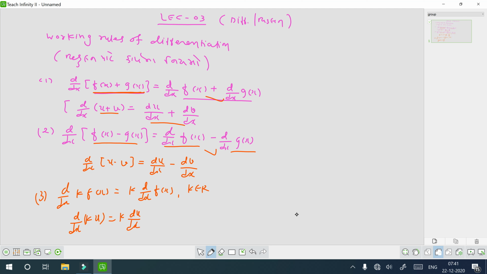Next one is the most important rule. That is d by dx of the product of two functions is equal to f(x) as it is, first function as it is, times the derivative of the second function, plus the second function as it is, times the derivative of the first function. Clear? Now let us try to prove it.